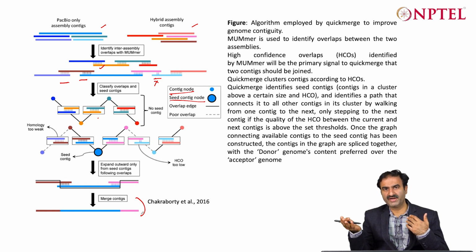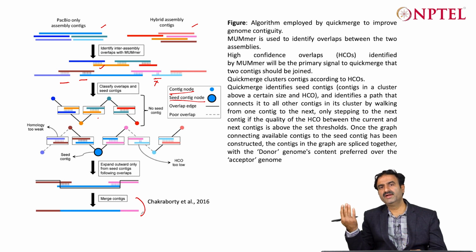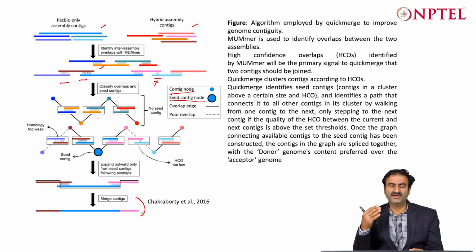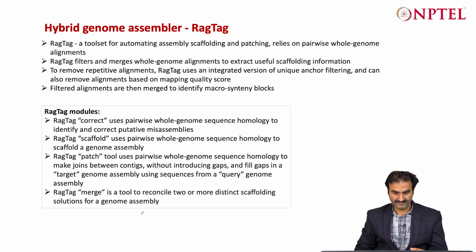You can accept one of the genomes as the donor or acceptor, based on whether you want to use the short read data as the donor and improve the long read, or long read data as the donor and improve the short read. Although mostly you will find that using the short read as a donor works better.